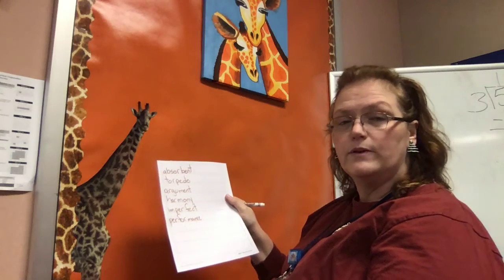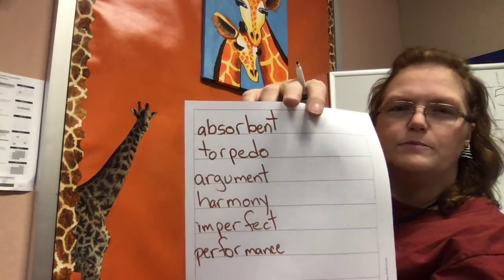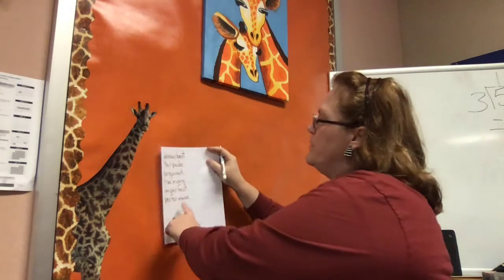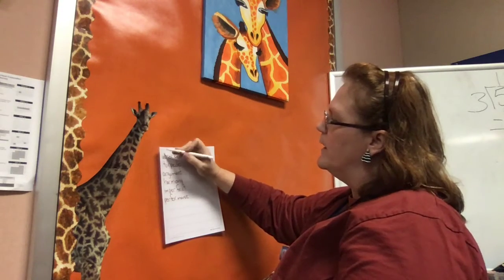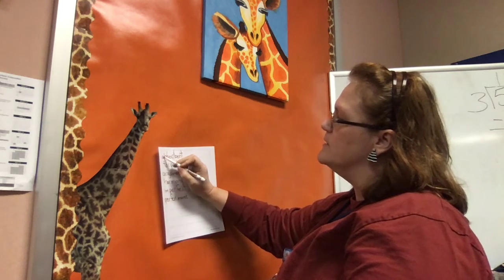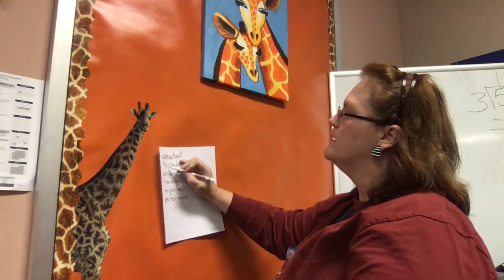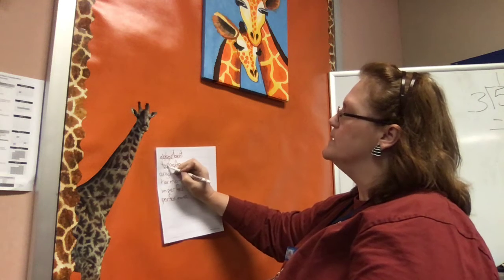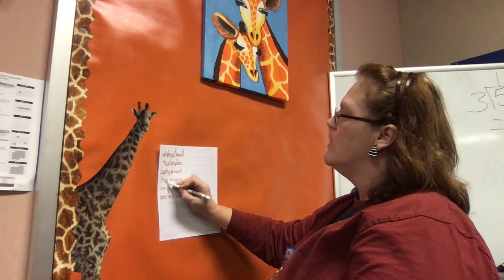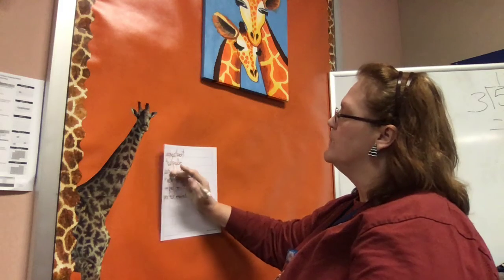So, once you have those words down, absorbent, torpedo, argument, harmony, imperfect, and performance, you're going to mark where the syllables are. Absorbent. By the way, if there are 2 consonants, it's going to go between that. Absorbent, and look, the OR stays together. Torpedo, and the OR stays together. Argument, and the AR stays together. Harmony, like that.